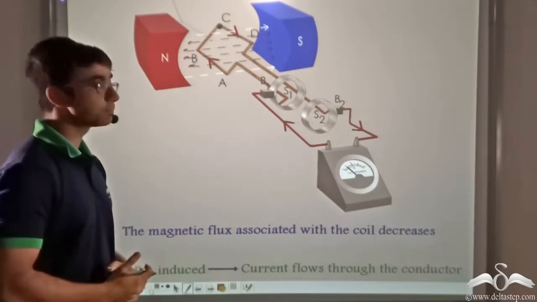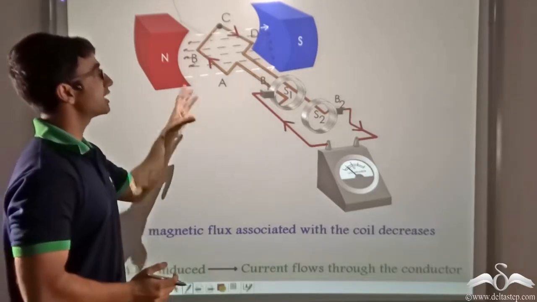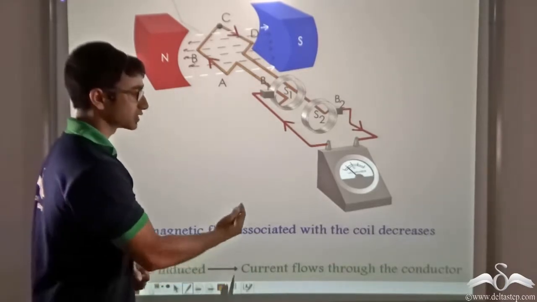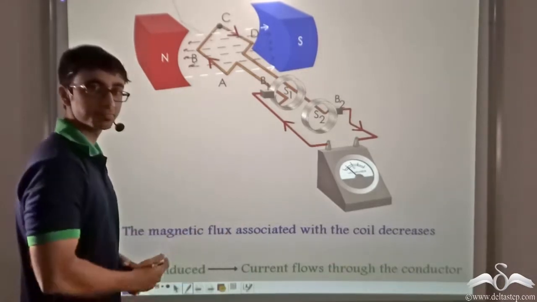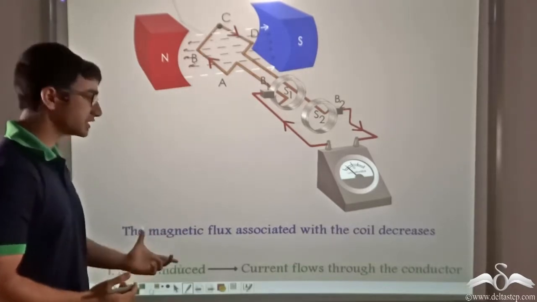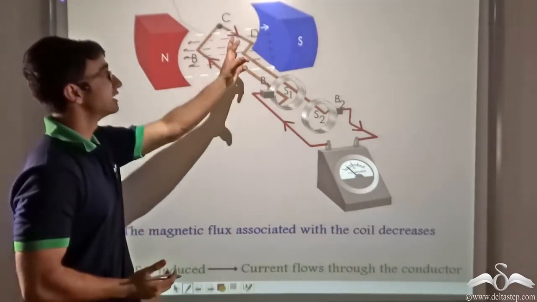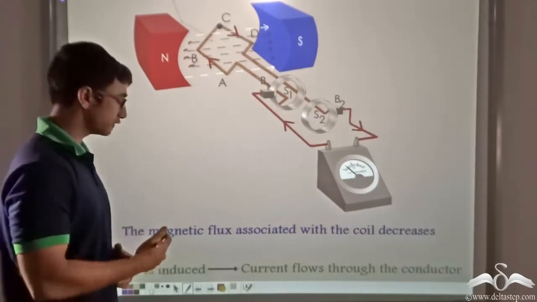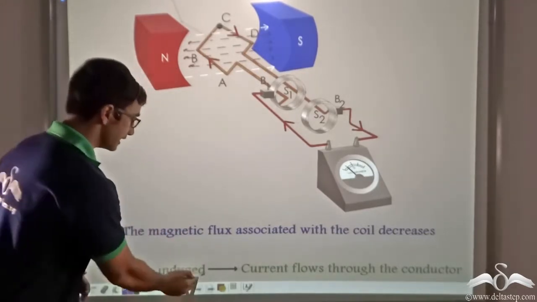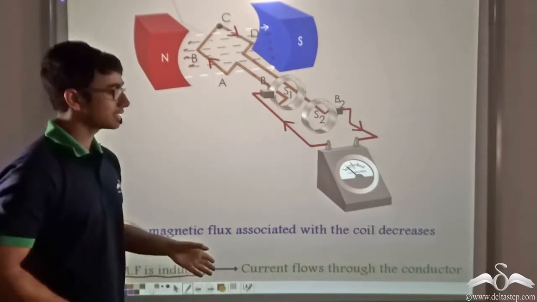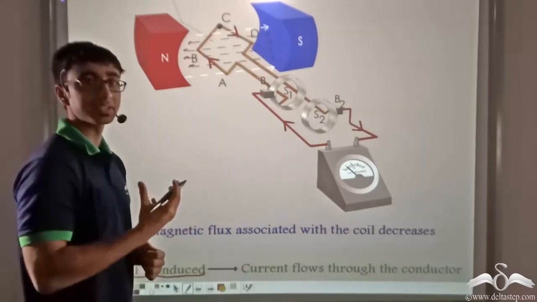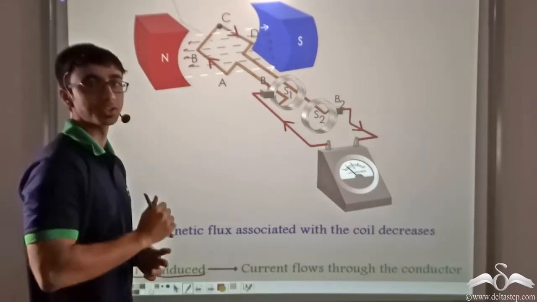So what does this mean? This means that there has been a reduction in the magnetic flux. So the magnetic flux associated with the coil has decreased. Due to this, an EMF is induced because this decrease has taken place at a certain rate. So since there is a rate of change of magnetic flux, EMF is induced and current flows through the conductor. Now this current flow can be obtained with the help of Fleming's right hand rule.